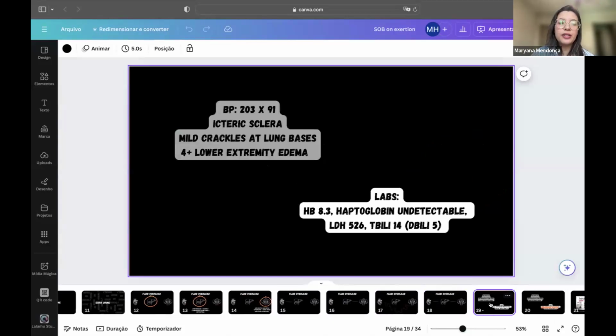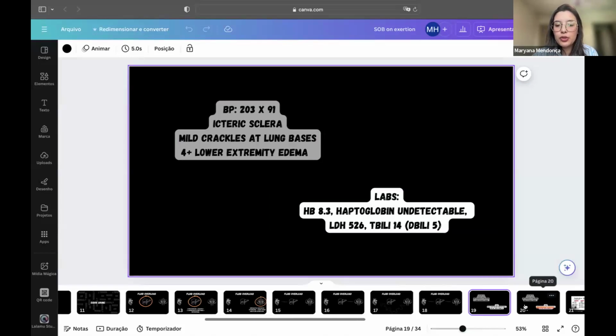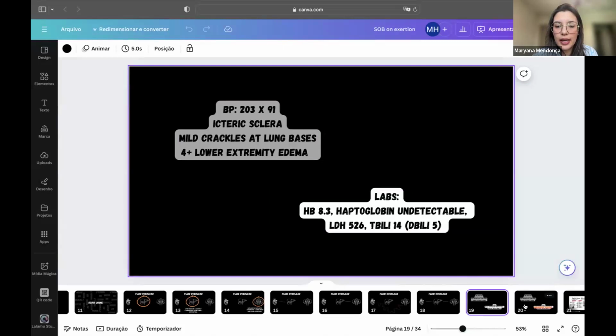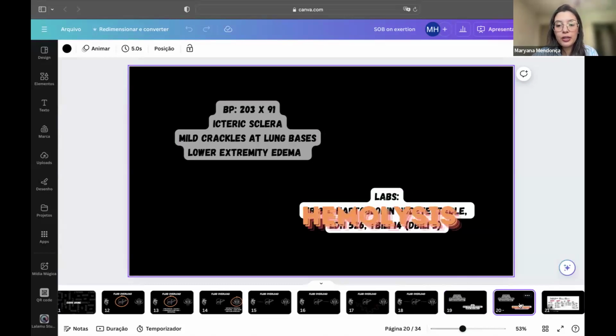And moving on with the physical exam, we had a blood pressure of 203/91, icteric sclera, mild crackles at the lung bases, and also 4+ lower extremity edema. In the labs, it was possible to notice that we had a hemoglobin of 8.3 with undetectable haptoglobin, and increased LDH and bilirubin. And with that, we had a clear pattern of hemolysis. So this is the first thing that we can conclude here, that we had hemolysis.